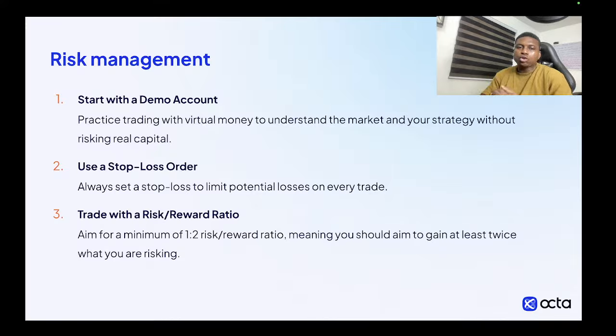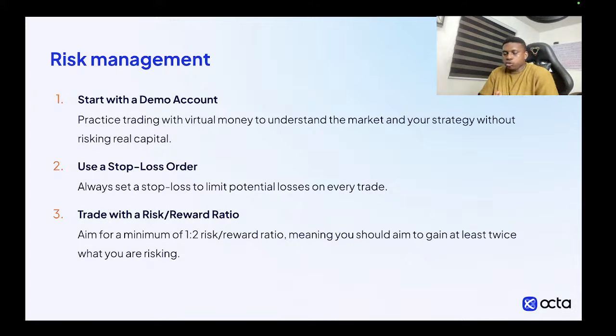2, use a stop loss order. In our last session, someone was asking, is it important to use a stop loss order? It is very, very important, because when you set a stop loss, it limits your potential losses on every side of your trade. And also trade with a risk to reward ratio.